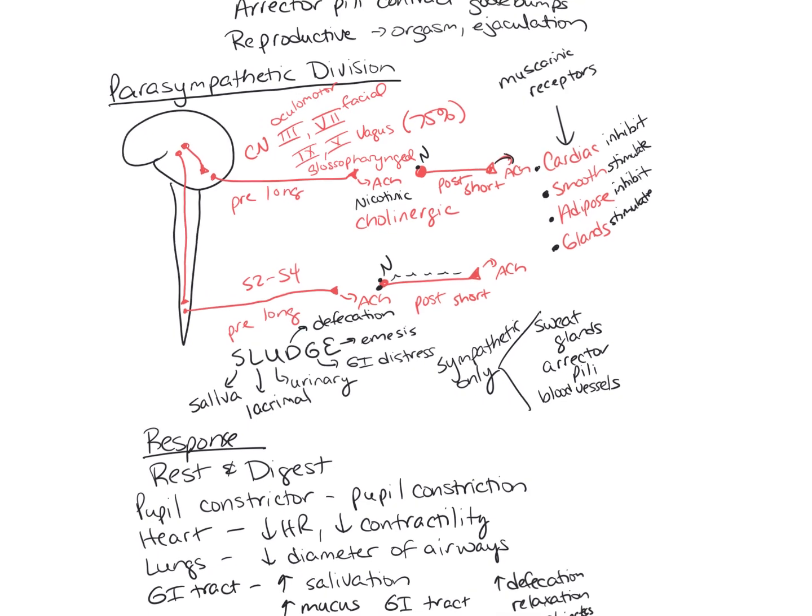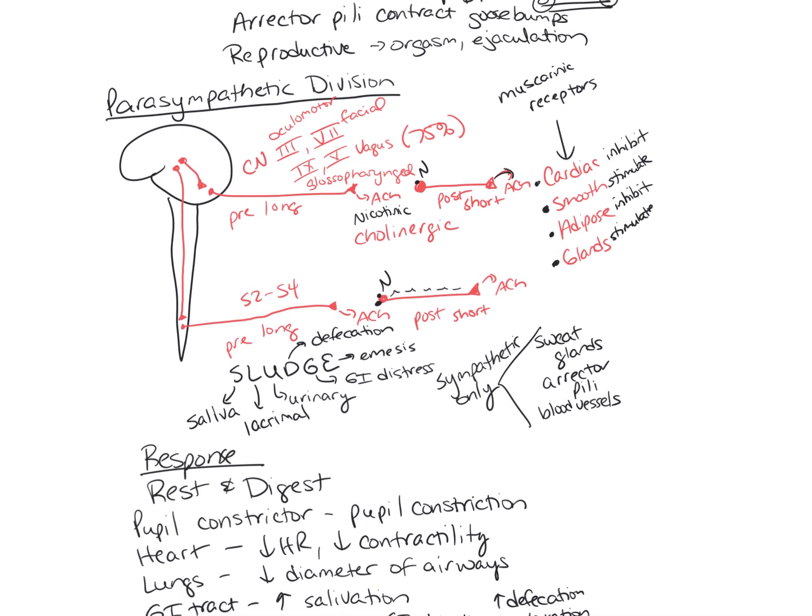And if we look at the parasympathetic division, if a patient was given a muscarinic agonist, then all of the muscarinic receptors would be activated. So the heart rate would go down as well as the contractility. The adipose tissue would not release triglycerides. The smooth muscles of the digestive tract, urinary tract, and reproductive tract would contract, and the glands would start secreting all their secretions. If a patient was given a muscarinic antagonist, then these receptors would be blocked.